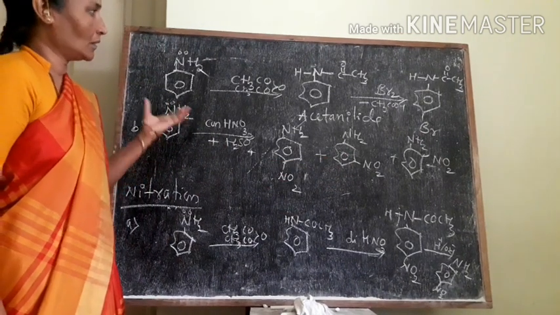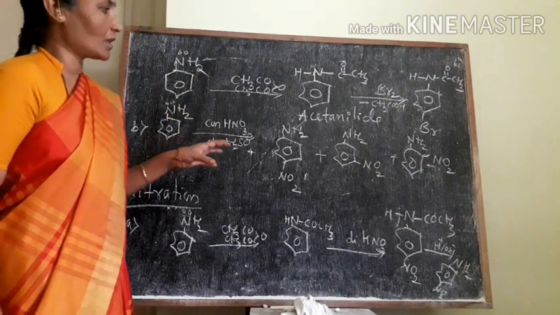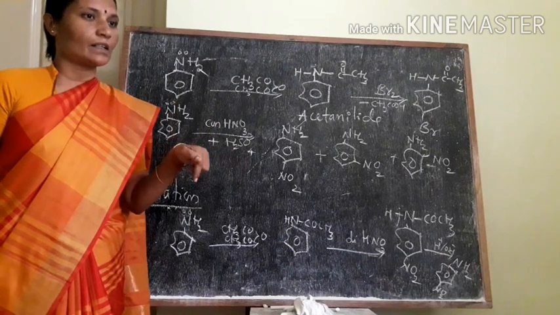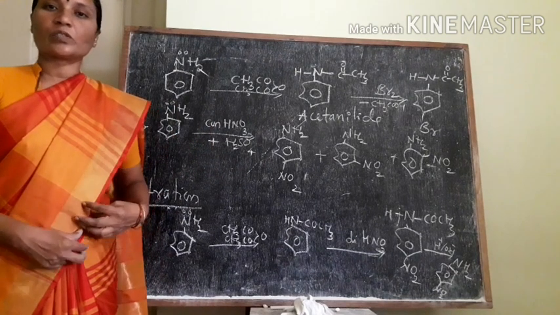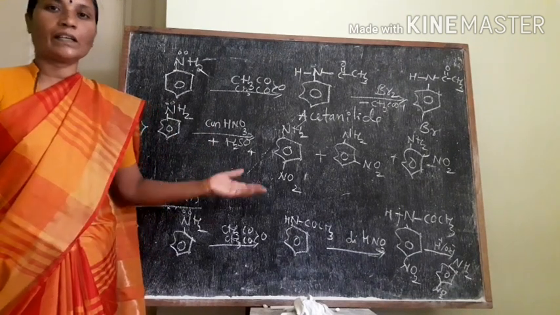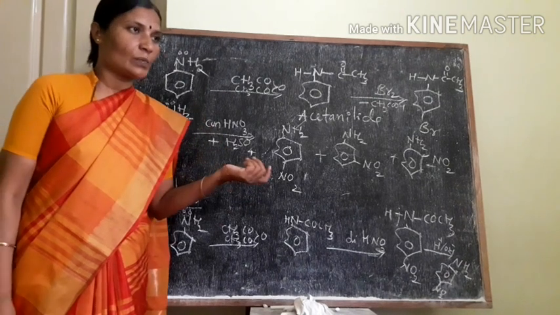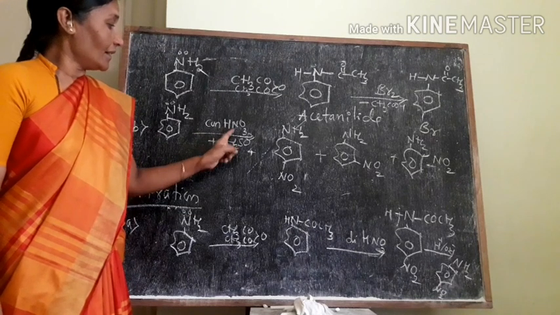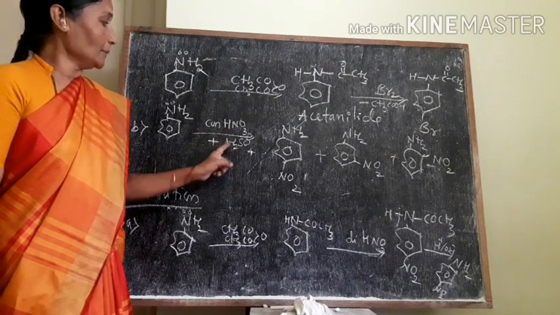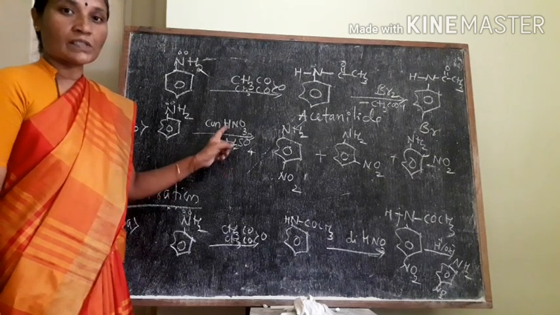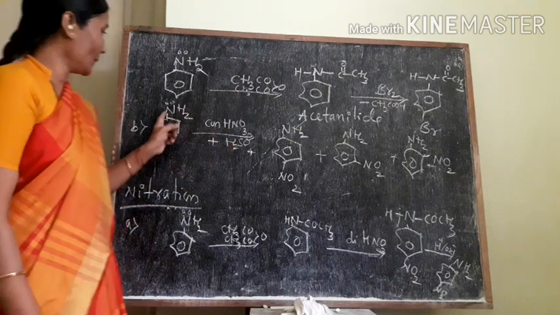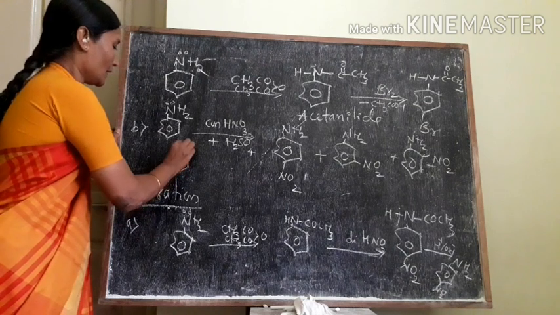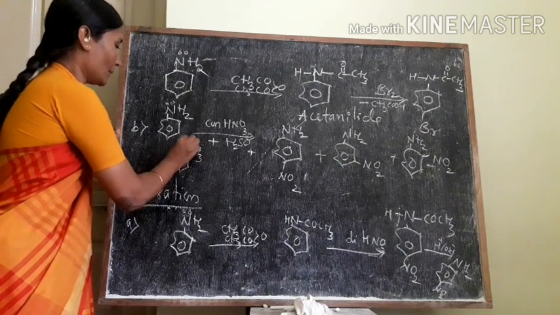We know that according to resonance structures, the ortho and para positions carry negative charge. Definitely the ortho and para positions are the ones for electrophilic substitution. Whereas what happens in this case? If you use concentrated acids, then what happens? Aniline becomes anilinium ion.